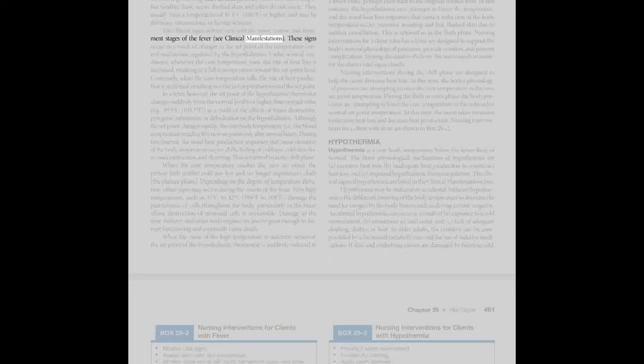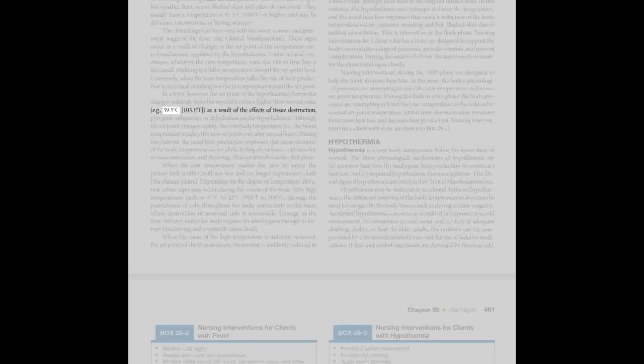See Clinical Manifestations. These signs occur as a result of changes in the set point of the temperature control mechanism regulated by the hypothalamus. Under normal conditions, whenever the core temperature rises, the rate of heat loss is increased, resulting in a fall in temperature toward the set point level. Conversely, when the core temperature falls, the rate of heat production is increased, resulting in a rise in temperature toward the set point. In a fever, however, the set point of the hypothalamic thermostat changes suddenly from the normal level to a higher than normal value.